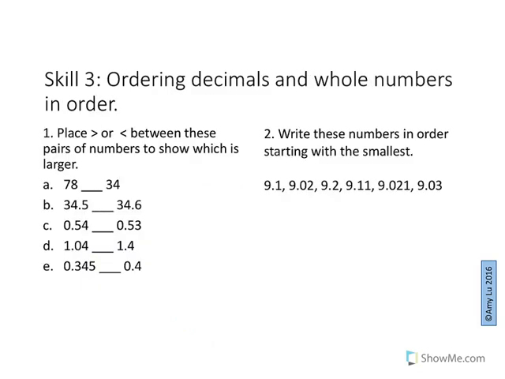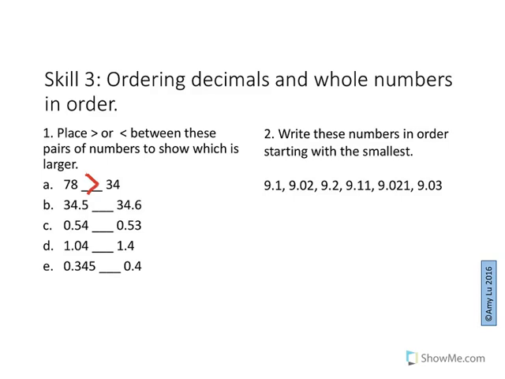Now in this section, we are ordering decimals and whole numbers in order. So we have to place an arrow between the two pairs of numbers here to demonstrate which one is bigger. So obviously in A, we know which one is bigger, which is the 78 versus the 34. So we want to eat that one, and that's why the bracket faces the open side.